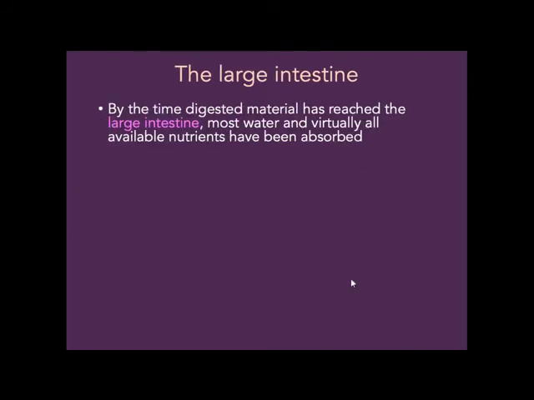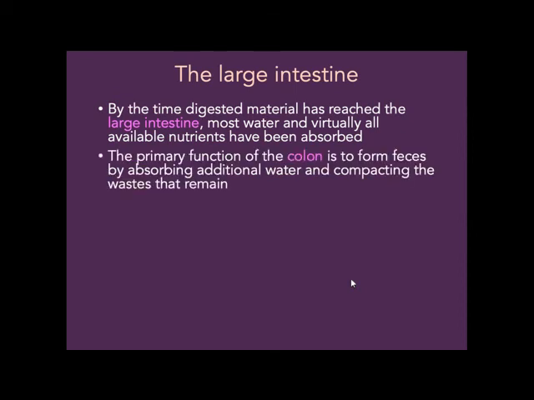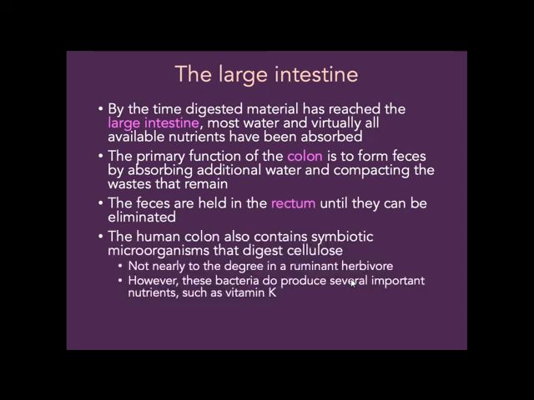All right, by the time the digested material has gone from the small intestine to the large intestine, almost all the water and available nutrients have already been absorbed out of it. So the primary function of the colon is to form feces, absorb any additional water, and compact the wastes that are left over. The feces are held in the rectum until they can be eliminated.